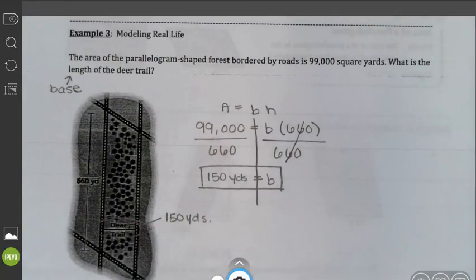And those are the notes for chapter or section 7.1, area of parallelograms.